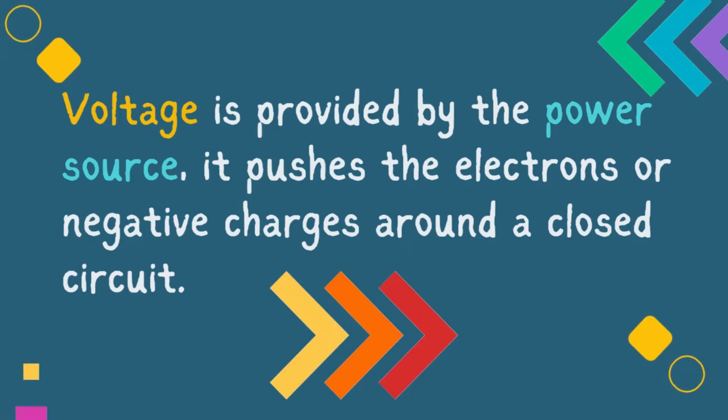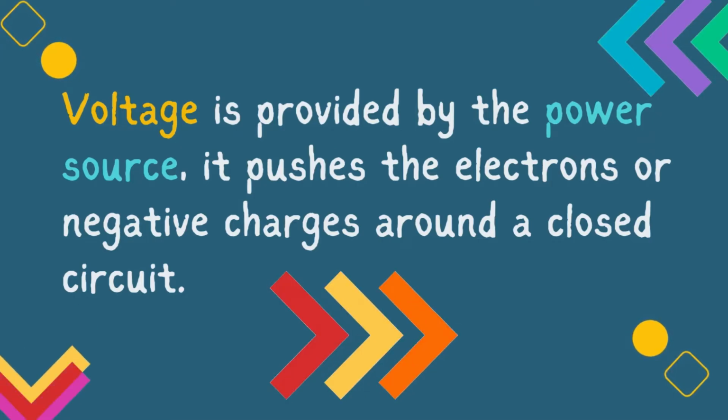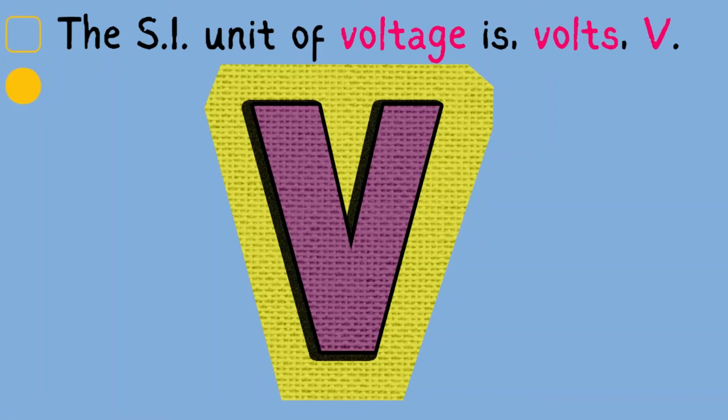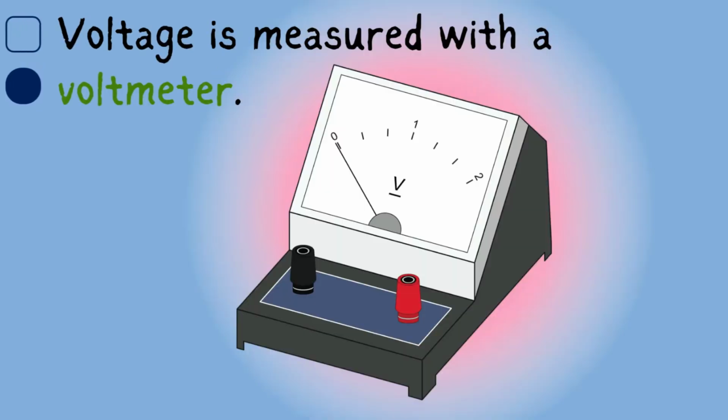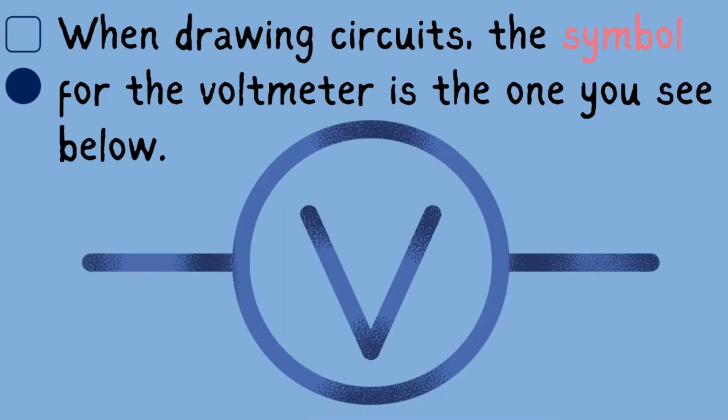Voltage is provided by the power source. It pushes the electrons or negative charges around a closed circuit. The SI unit of voltage is volts, which uses the symbol capital letter V. A voltmeter is used to measure the voltage across a component. When drawing circuits, the symbol for the voltmeter is the one you see below.